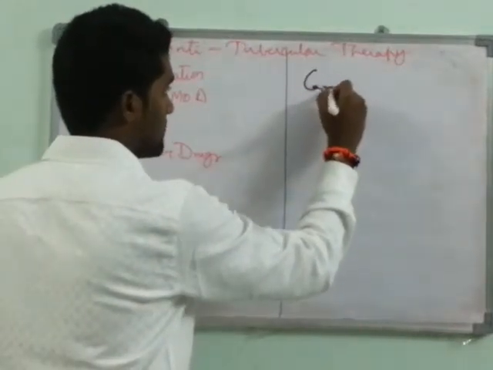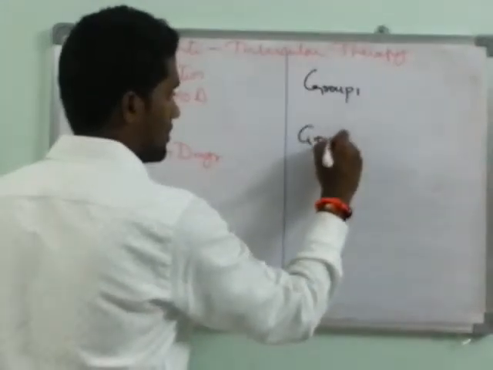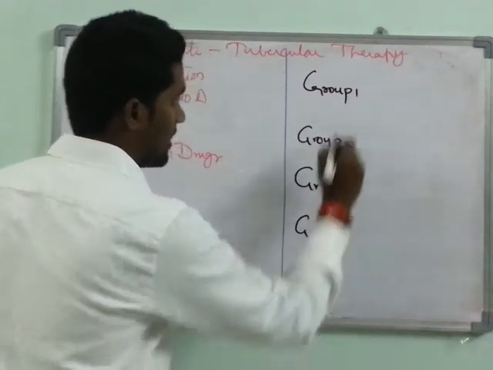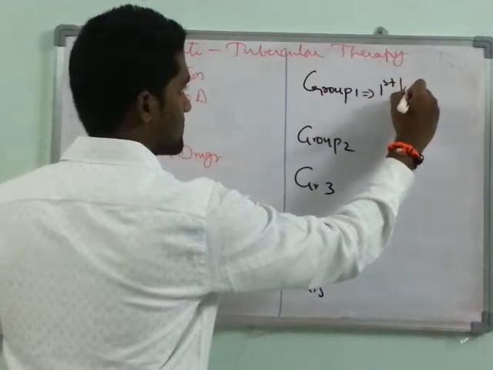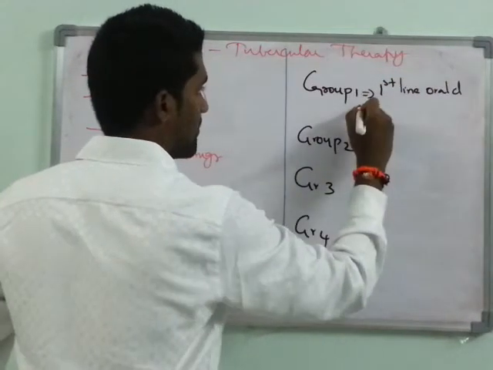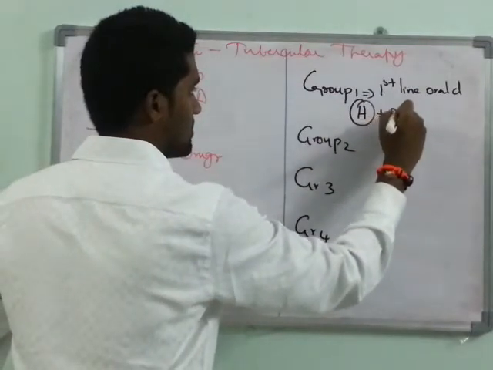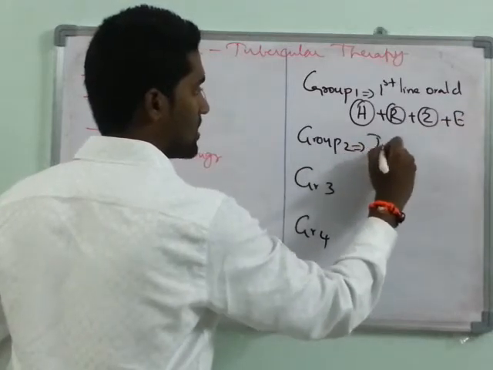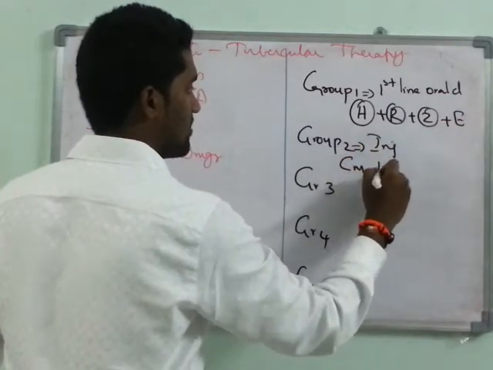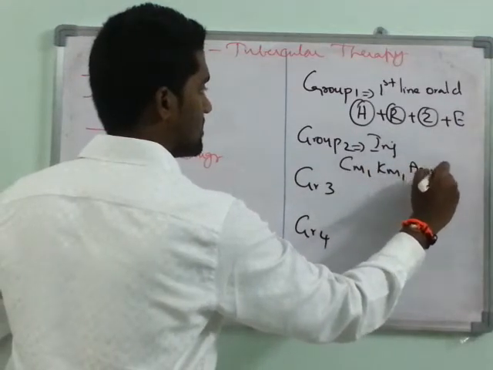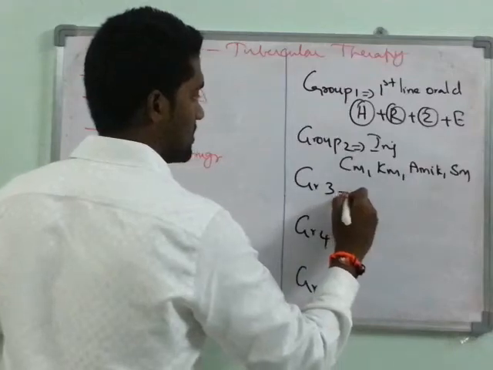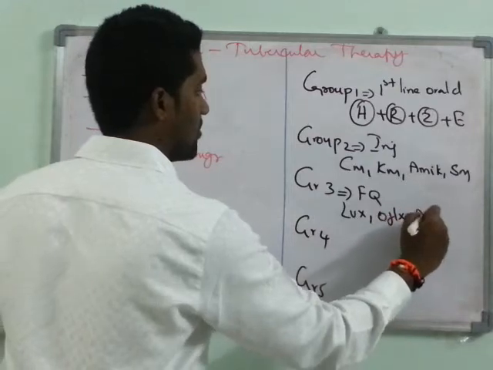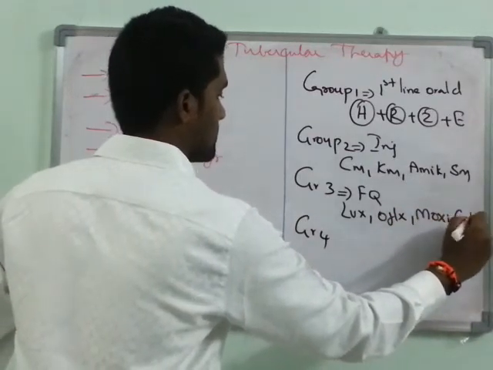So ATT drugs are classified into 5 groups: Group 1, Group 2, Group 3, Group 4 and Group 5. As you know, Group 1 are first line oral drugs, comprising of Isoniazid, Rifampicin, Pyrazinamide and Ethambutol. Group 2 are injectable forms, usually capreomycin, kanamycin, amikacin and in some, streptomycin. Group 3 are fluoroquinolones: levofloxacin, ofloxacin, moxifloxacin and gatifloxacin.